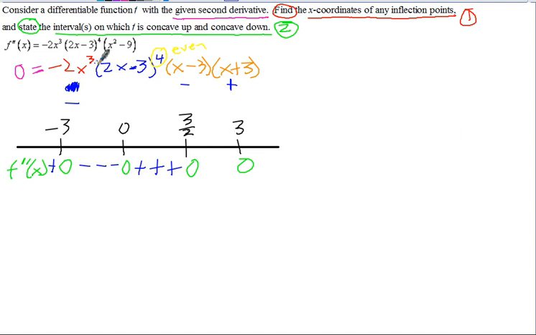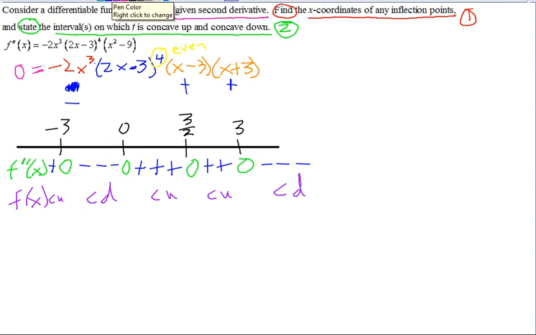2 cubed is positive, times negative 2 is negative. 2 minus 3 negative. 2 plus 3 positive. 2 negative times a positive, still positive. And 4 cubed is positive, times negative 2 is negative. 4 minus 3 positive. 4 plus 3 positive. 1 negative times 2 positive. So this shows us f of x concave up, concave down, concave up, still concave up, and then concave down. And our possible points of inflection, there's 4 of them.